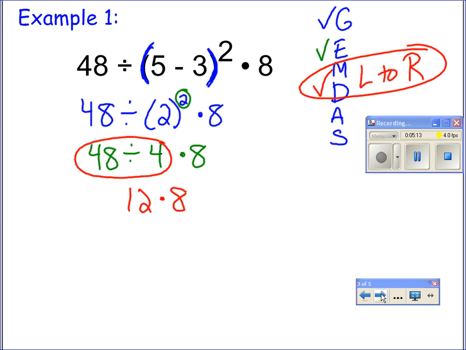12 times 8 is our last step, which is 96. So our answer to this order of operations problem is 96. We did not have to get to addition and subtraction here, so don't worry about that in this problem. Okay, so that was example 1. Let's move on to example 2.